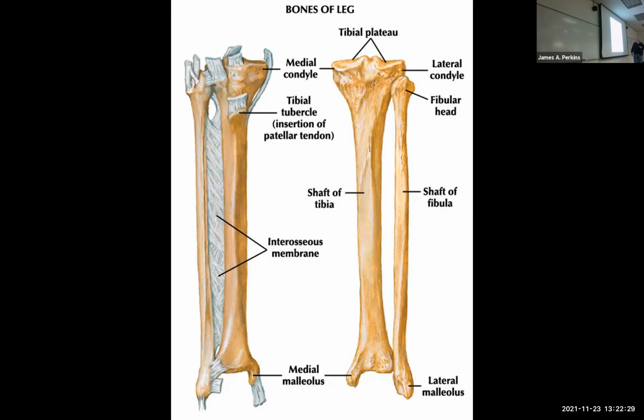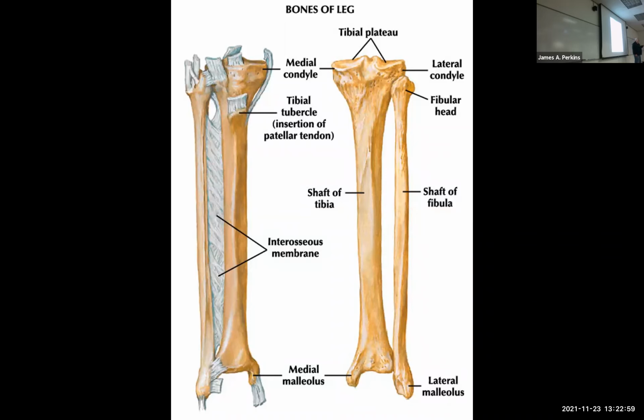Something I didn't label on here, I should probably have a label sometime. If you look at the middle of the tibial plateau, you see there's a little raised up area. It's kind of a little ridge that lies between the medial and lateral condyles. That's known as the intercondylar ridge or intercondylar crest. It's important because that's where the two cruciate ligaments attach.